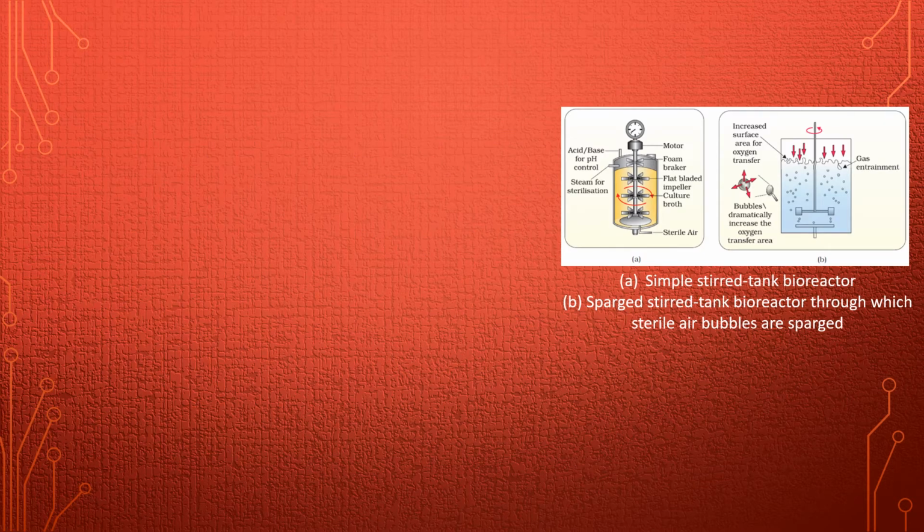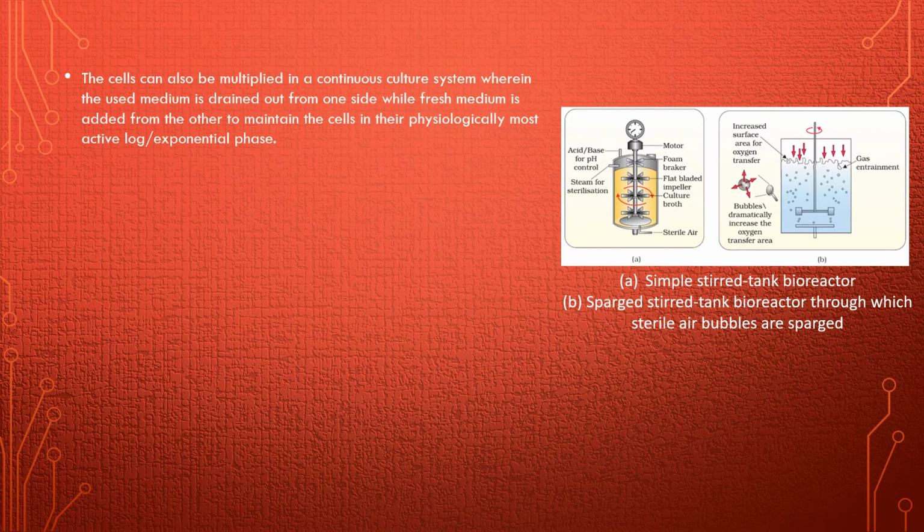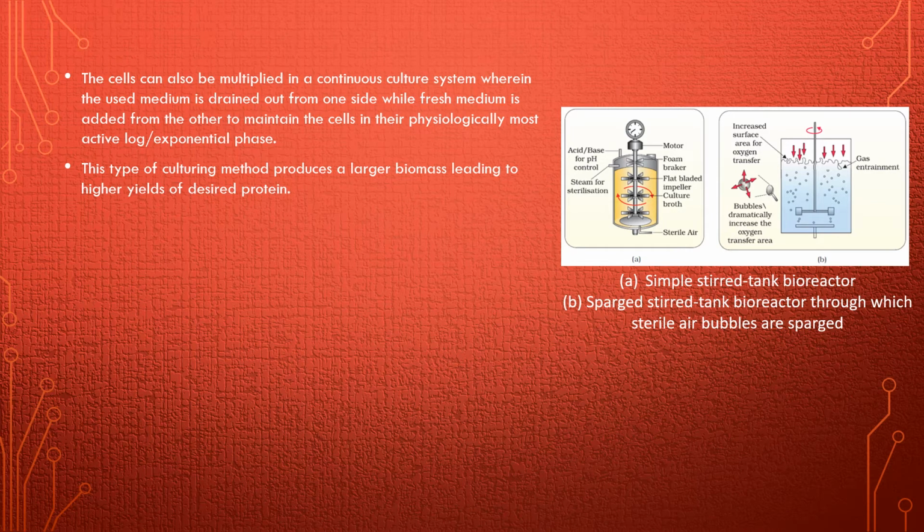The cells can also be multiplied in a continuous culture system wherein the used medium is drained out from one side while the fresh medium is added from the other to maintain the cells in their physiologically most active log or exponential phase. This type of culturing method produces a larger biomass leading to higher yields of desired protein. Small volume cultures cannot yield appreciable quantities of products.